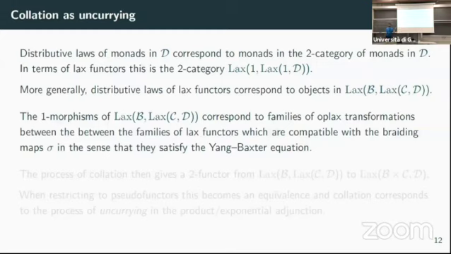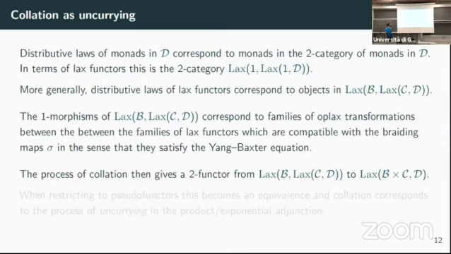So again, it has a very nice diagrammatic form. And then you can also do the same story with the two morphisms, but similar things happen. But the point of this whole process is this notion of collation. What it gives is a two functor from this iterated functor category to the lax functor category on the product. So we get a two functor from the one to the other.